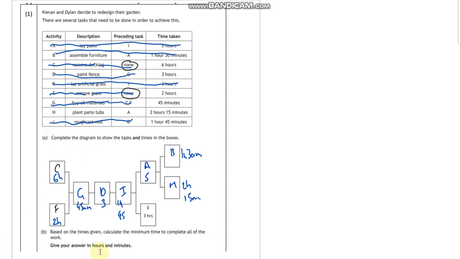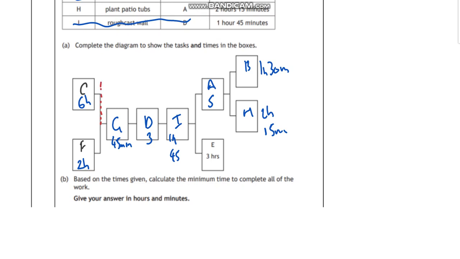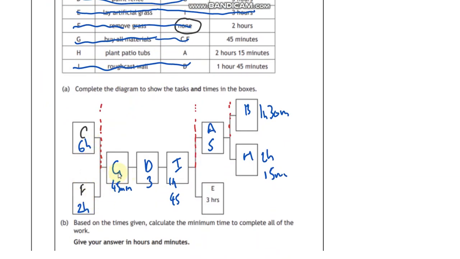So it says, based on these times, calculate the minimum time to do the activity. Okay. So for this, what we're thinking is at each of these points, we have to go with the maximum. What's the longest amount of time each of these sections take us? So if we're doing C and F, removing the decking and removing the grass, we can't start this until both of these are finished. So this part is always going to take 6 hours. That's the minimum that takes. So this guy has to sit down and wait for 4 hours. But for us, this section is going to be 6 hours at the very least because we can't go until both of these are done.